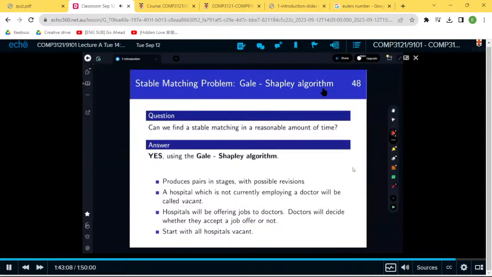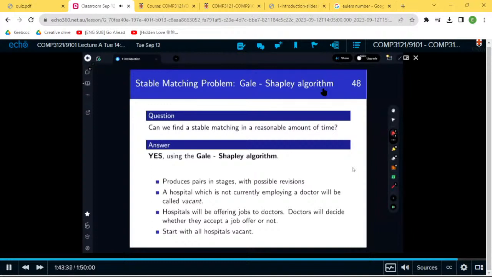So how does the algorithm work? Well, it basically uses temporary allocation. There are basically proposals going on. A hospital might propose to a doctor, come join me. The doctor accepts on a temporary basis until they find a better hospital, until some better hospital proposes to them. So that's actually the whole algorithm.